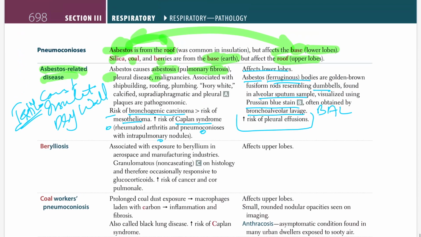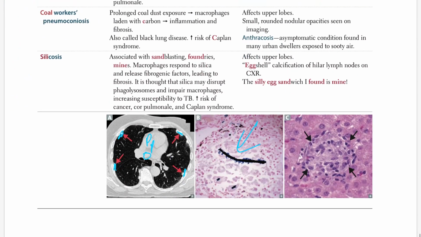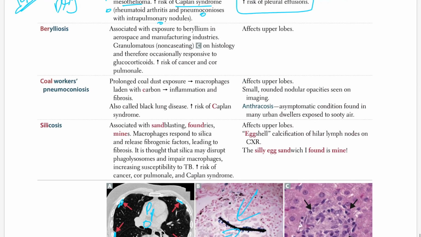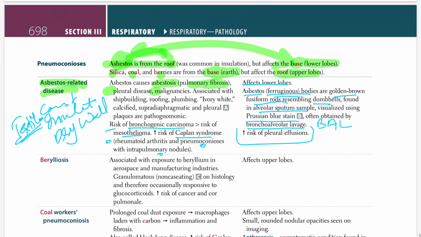And it is golden brown, fusiform rods resembling dumbbells. So it is like a rod, I guess. Yeah, so a rod, ferruginous body associated with asbestosis. Okay, and also increased risk of pleural effusion.